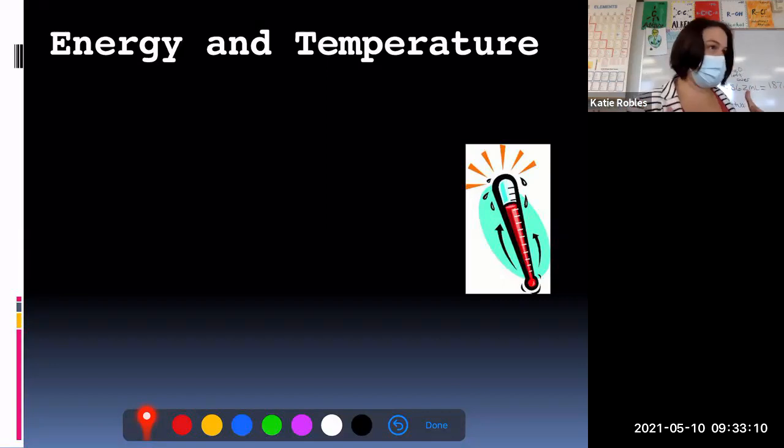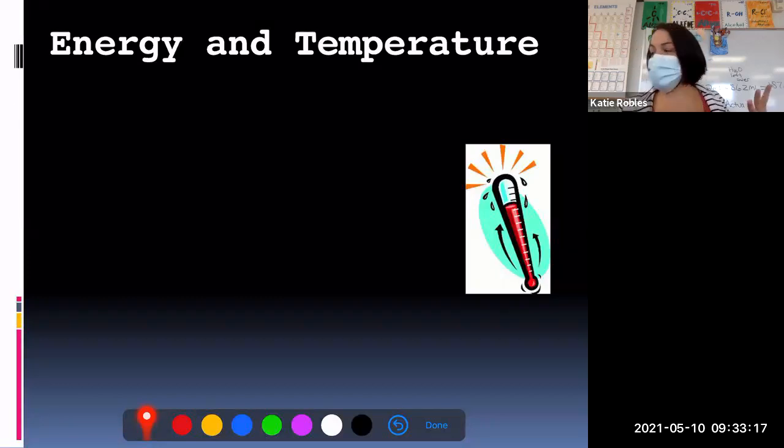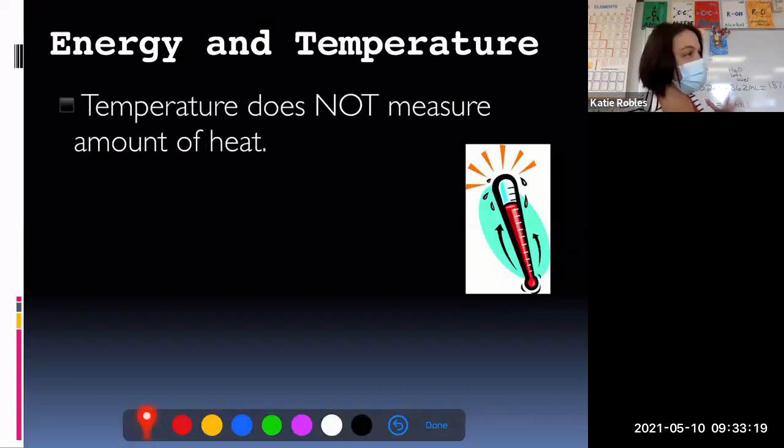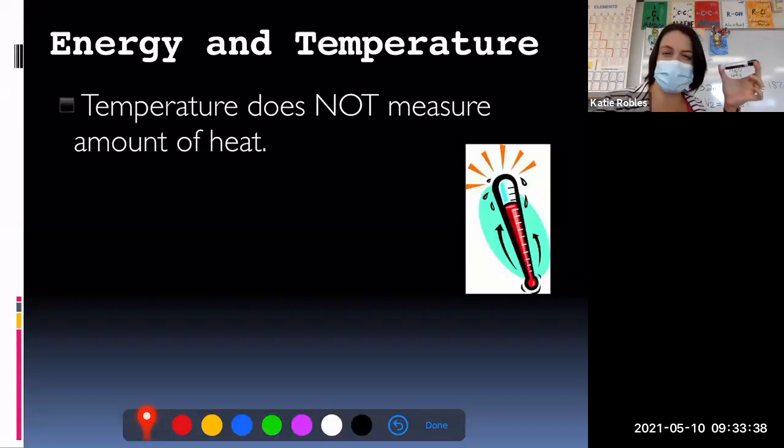When you talk about energy and you talk about heat energy, there's always going to be a discussion about temperature, okay? And temperature does not measure the amount of heat. So if I were to ask you, what is the temperature of this Expo marker? It's been just sitting here, so it's probably room temperature, about 25 degrees Celsius. Well, is that how much heat it has? No. Okay, that's the temperature. The temperature is 25 degrees Celsius.